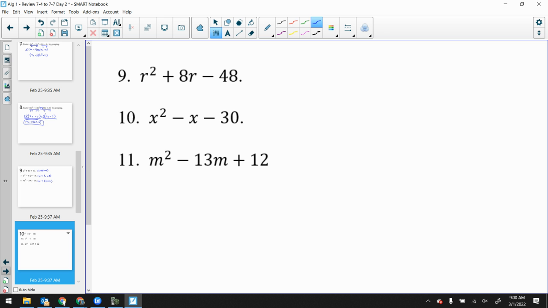Okay, let's take a look at the next 3. Number 9 here. Nolan, what'd you get for number 9? Good. And then r plus 12. That's kind of a tricky one because the number got a little big there. Factors of 48 that had to get to positive 8 are negative 4, positive 12. Negative 4 plus 12 is positive 8. Negative 4 times 12 is a negative 48.